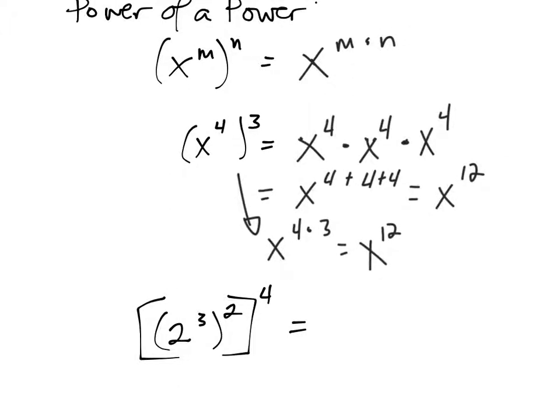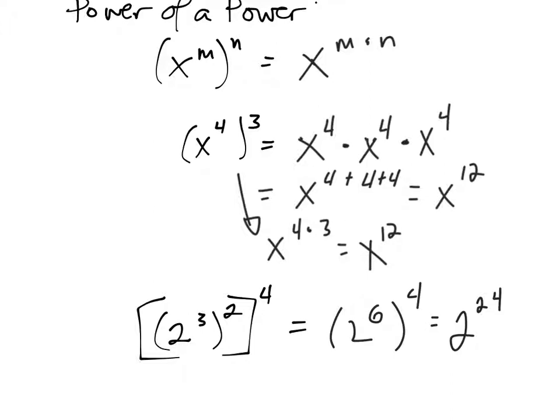Here we go. 2 to the 3rd raised to the 2nd power gives me what? Cooper? 2 to the 6th. Right? So now I have 2 to the 6th power, and then that is being raised to the 4th power, which is how we will wind up with 2 to the 24th. All right, so that's not too bad.